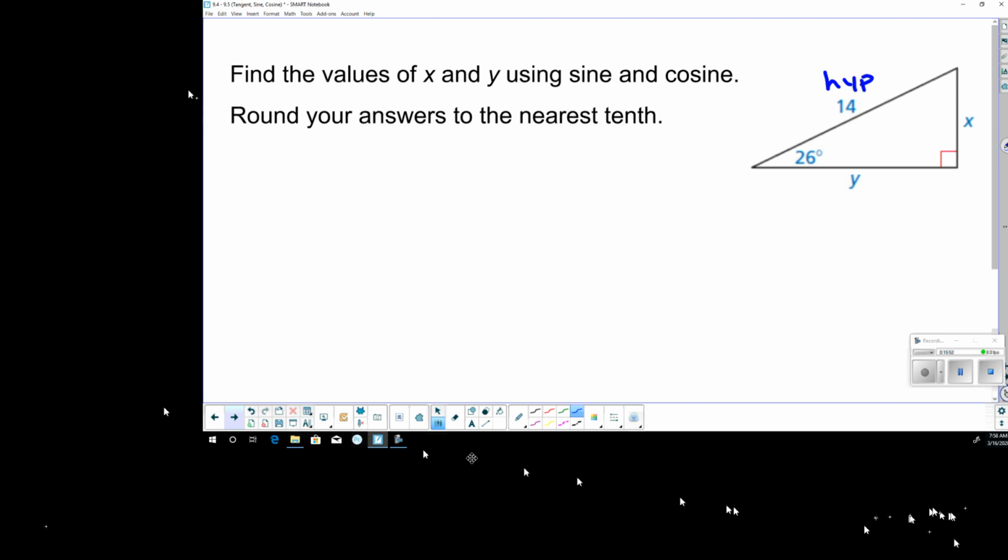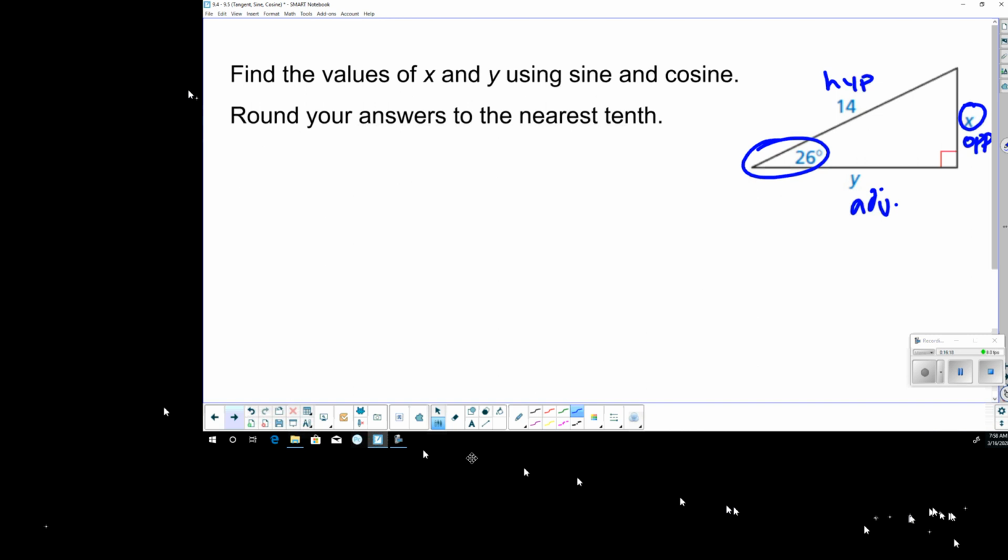Let's start by solving for x. If you want to circle the angle over here, that's going to be my angle. Then I'm going to label the x side. The x is the opposite side. The y is the adjacent side. So what I have to do is pick one of the 3 trig ratios and use it to solve this. We've got sine, cosine, and tangent.